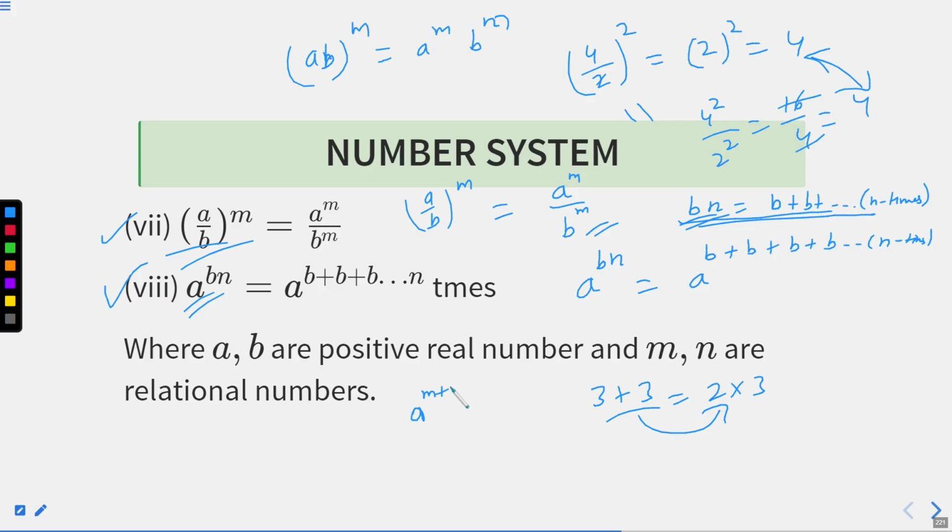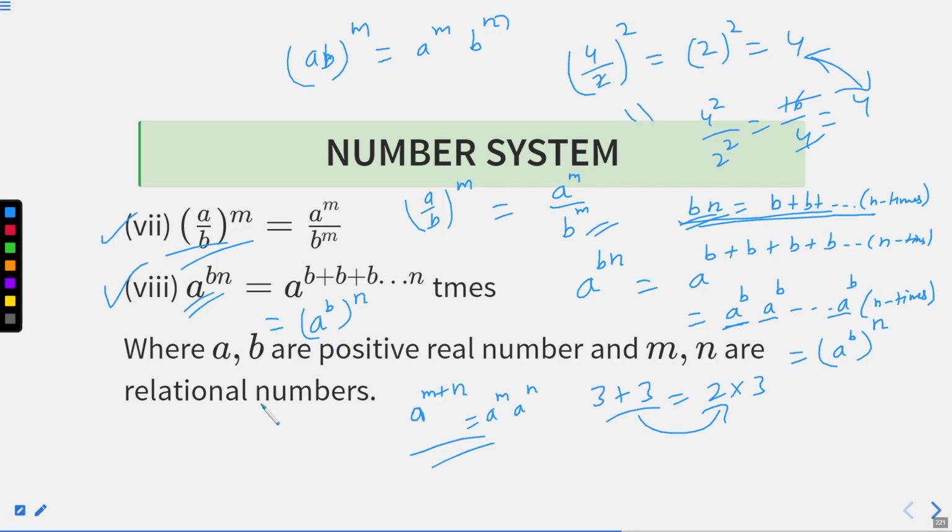And if you remember, a^(m+n) is equal to a^m times a^n. Remember, I am using this property, so I can rewrite it as a^b, a^b till a^b. How many times? n times. Now a raised to the power b is getting multiplied n times, so I can rewrite a^(bn) as (a^b) whole raised to the power n. I hope these are all clear. Let's move to the next.